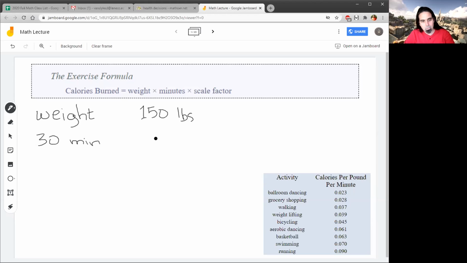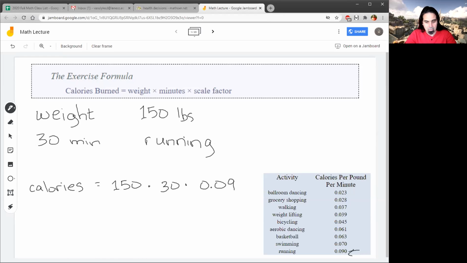Running. Running, okay. And running gives us the scale factor of 0.09. So we'll plug it all in. Calories is the 150 times the 30 times the 0.09. That's 405 calories.